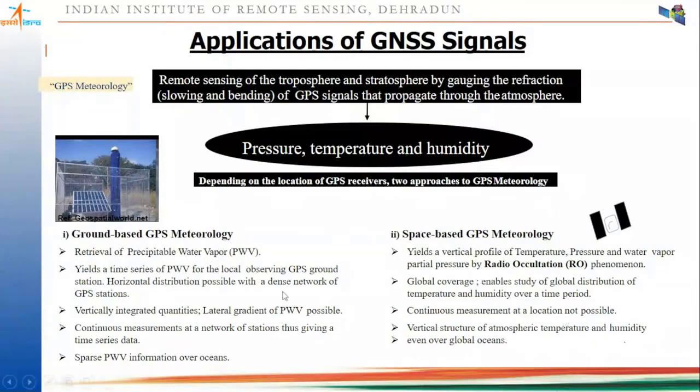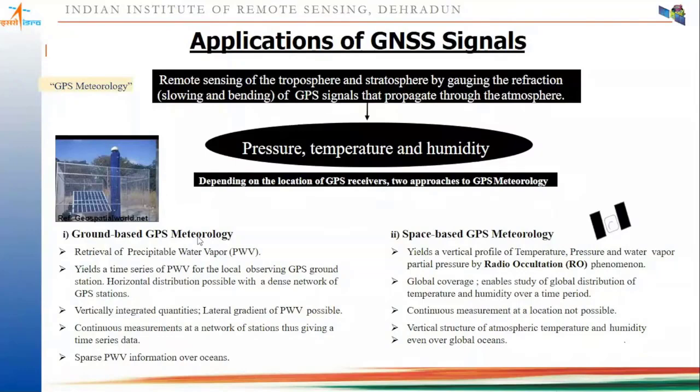On the left side, the ground-based receivers are called CORS, continuously operating reference stations. And we have the International GNSS Service, which has receivers worldwide and provides the data freely. These types of stations are established all over the world, and they give data at 1 second or 30 second intervals, depending on the stations available.